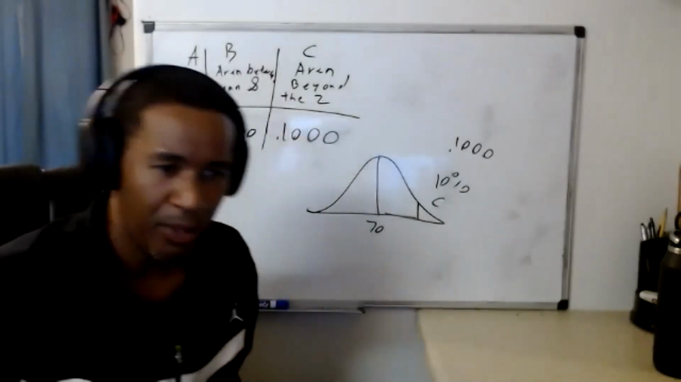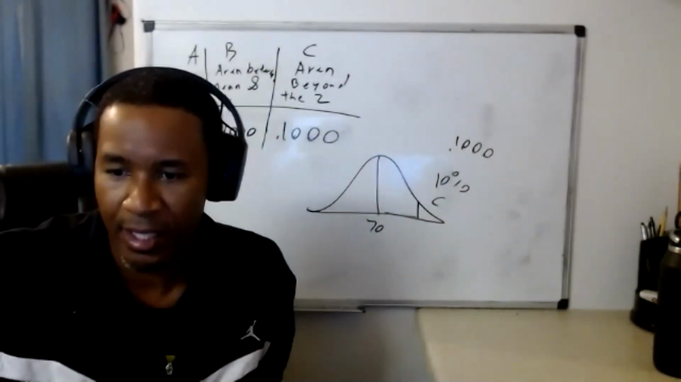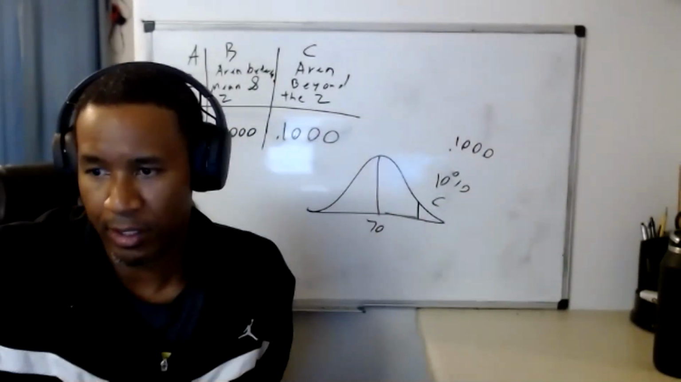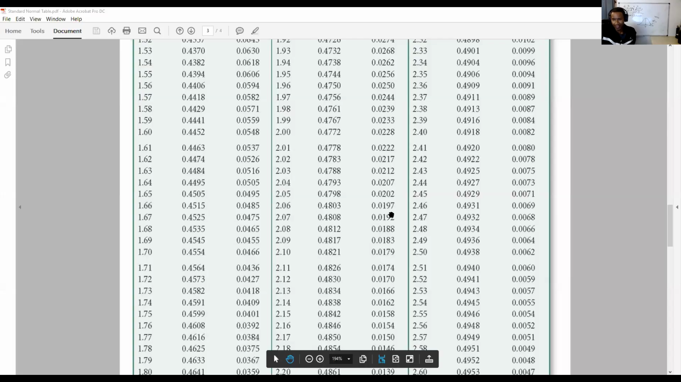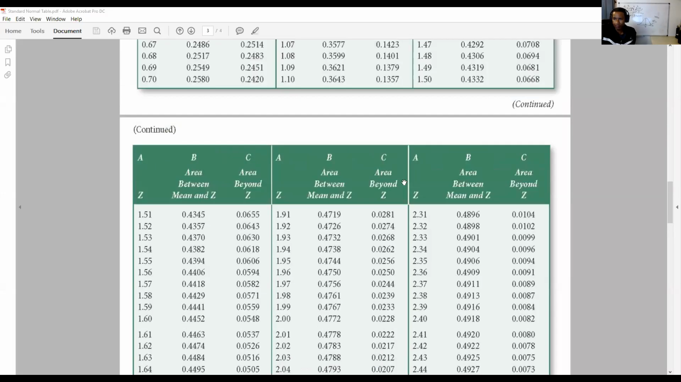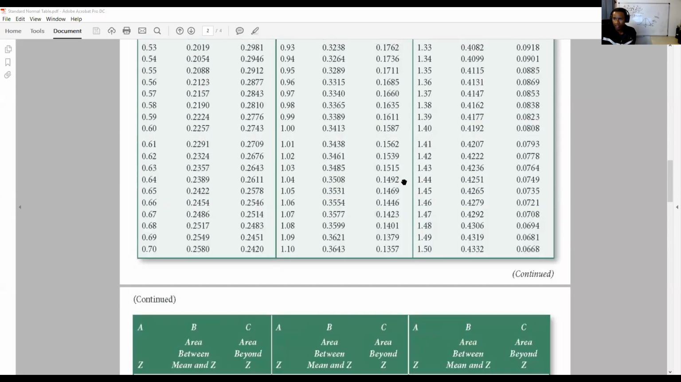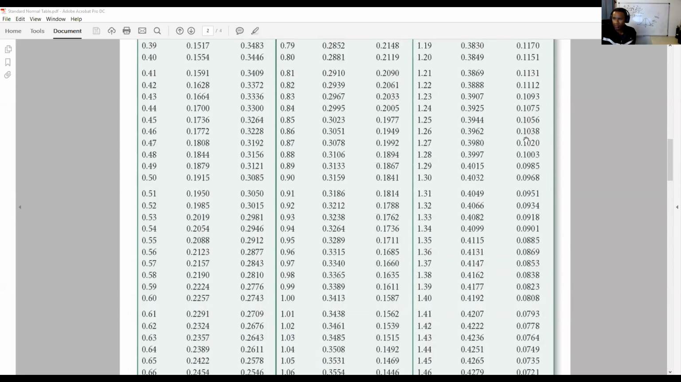Now, when I look for 0.1000 in the C column, I'm not going to find that number. Again, you're rarely going to find the exact number that you're looking for. So what I do is I'm going to come over, and I can see that 0.1003 is the closest number to 0.100. Okay, so we found the closest number. 0.3997 is the closest number to 0.4000, and then the z value that corresponds to that is 1.28.